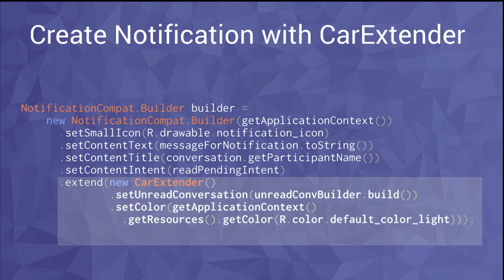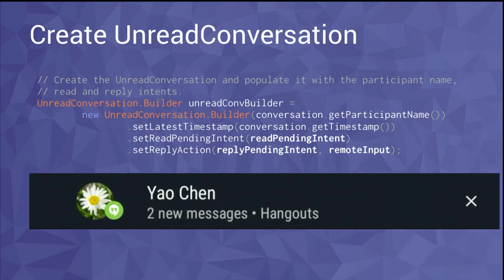The trick to adding Auto support is you call .extend, and then you create a CarExtender object, and you then add a few extra method calls on that. And the key thing here is you call setUnreadConversation, and you pass an UnreadConvBuilder in, which we're going to do on the next slide. So that's the first step. So we've added this line called extend with the CarExtender. And then finally, here is the UnreadConvBuilder object.